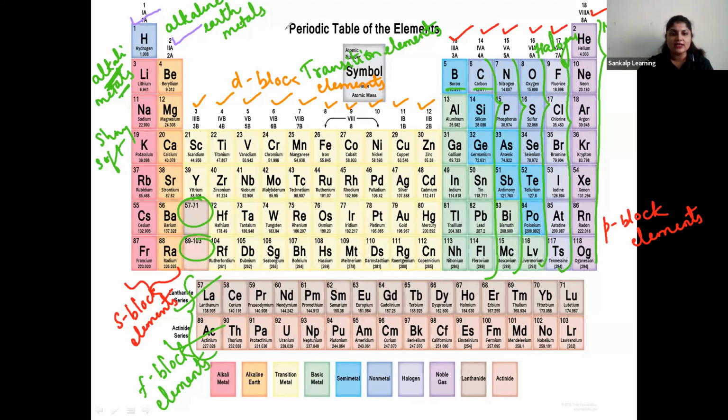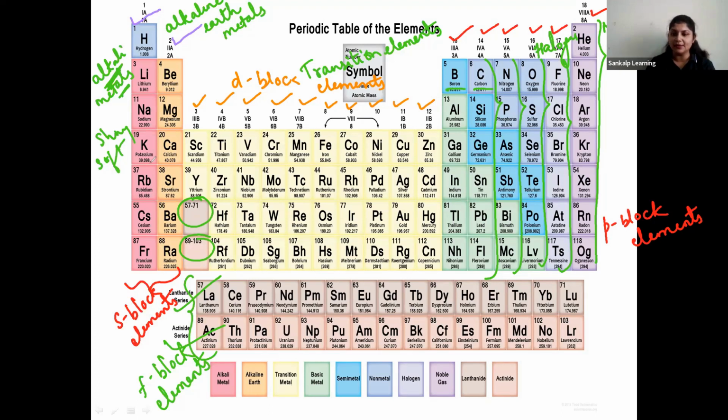Metals are shiny. They are hard. They conduct heat and electricity. Why do they conduct heat and electricity? Because they have free electrons. If they have free electrons, they can conduct heat and electricity. They are malleable and ductile.